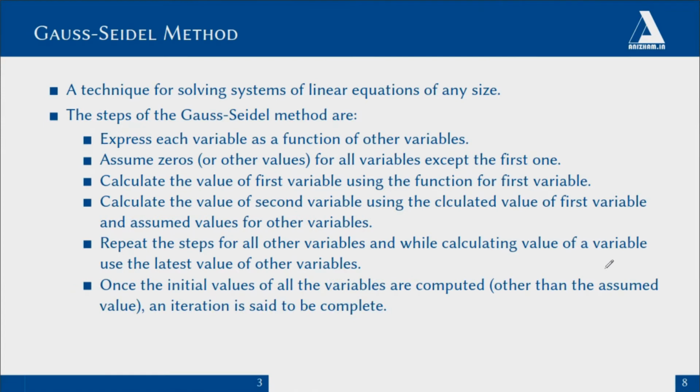Once the values of all the variables are computed other than the assumed values, we say that one iteration is complete. Then we go for multiple iterations, repeating the iterations until the desired accuracy for the values is obtained. Now, through an example, we can explain the steps again.